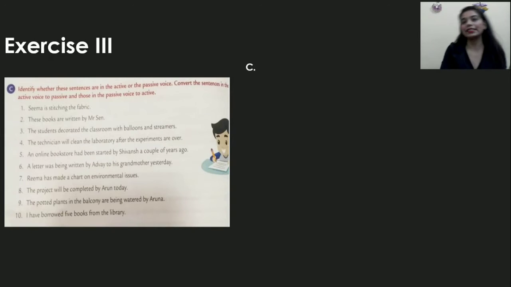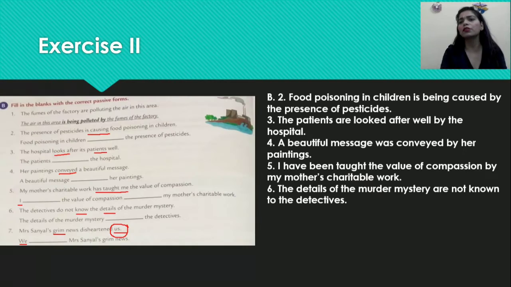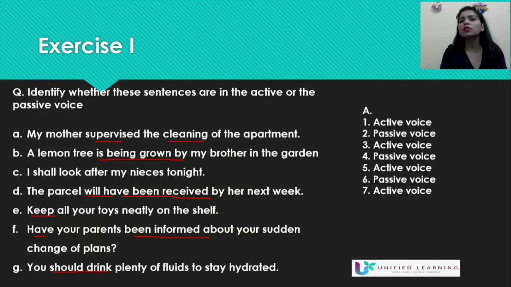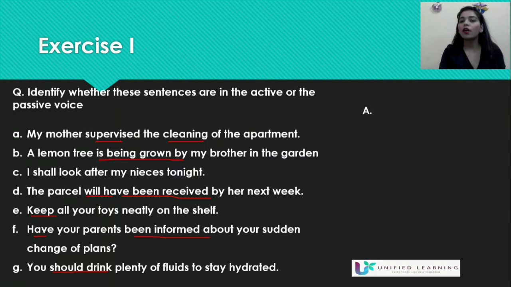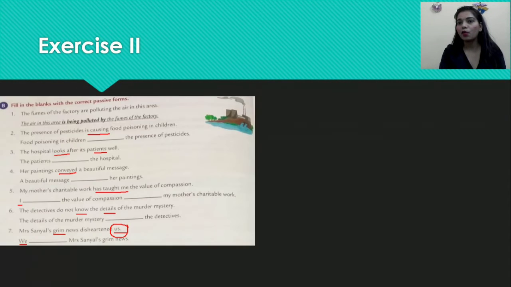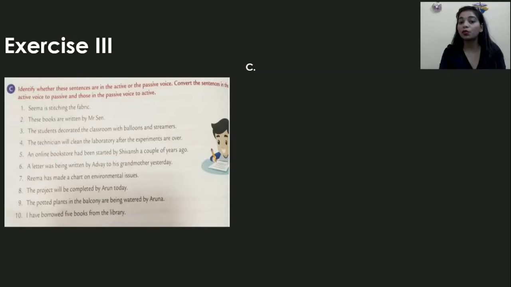I will tell you whether it is active or passive. Then we will see how we have to change it by underlining the verb. I will underline the verb and then it will be easier for you to understand how it has to be changed. You have to just look at the rules. Keep these rules in your mind while you are solving. Okay, so let's go back to our exercise number 3.